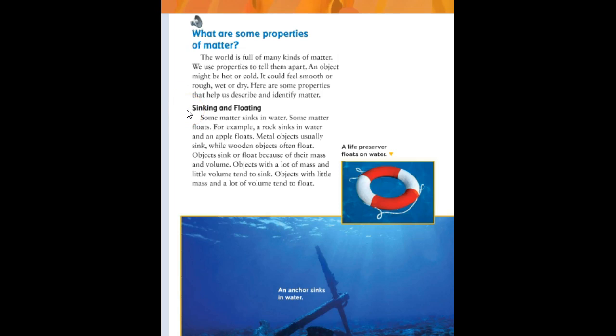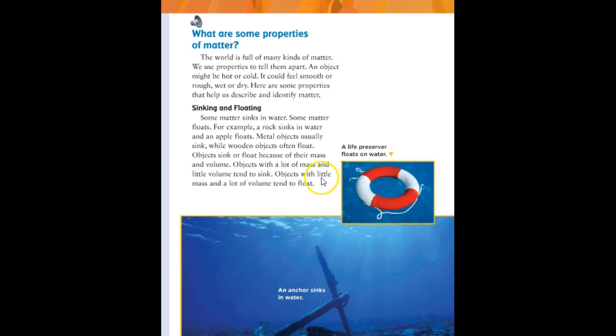Okay, sinking and floating. Some matter sinks in water. Some matter floats. For example, a rock sinks in water and an apple floats. Metal objects usually sink, while wooden objects often float. The objects sink or float because of their mass and volume. Remember, mass is how much matter is in something. Objects with a lot of mass and a little volume tend to sink. Objects with little mass and a lot of volume tend to float.